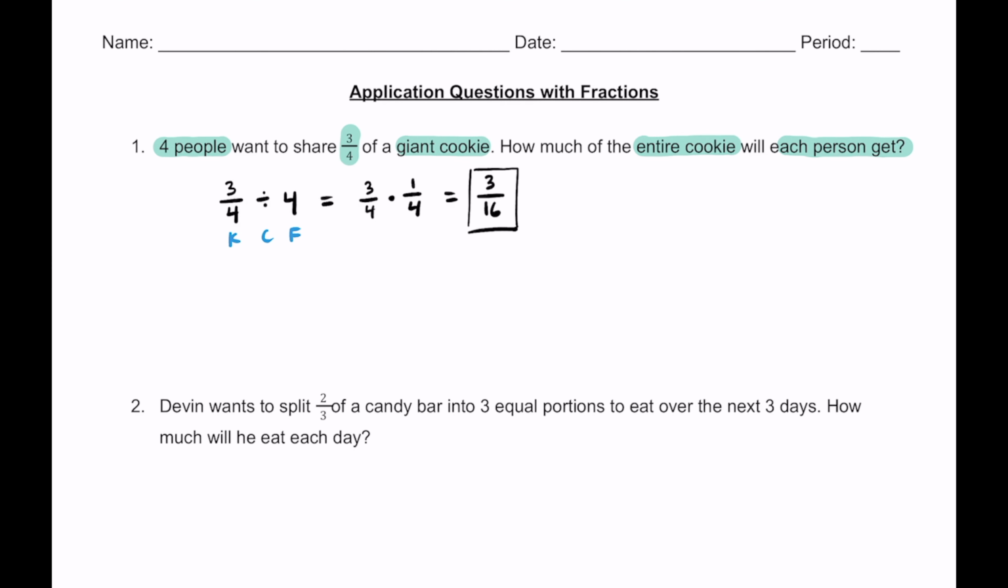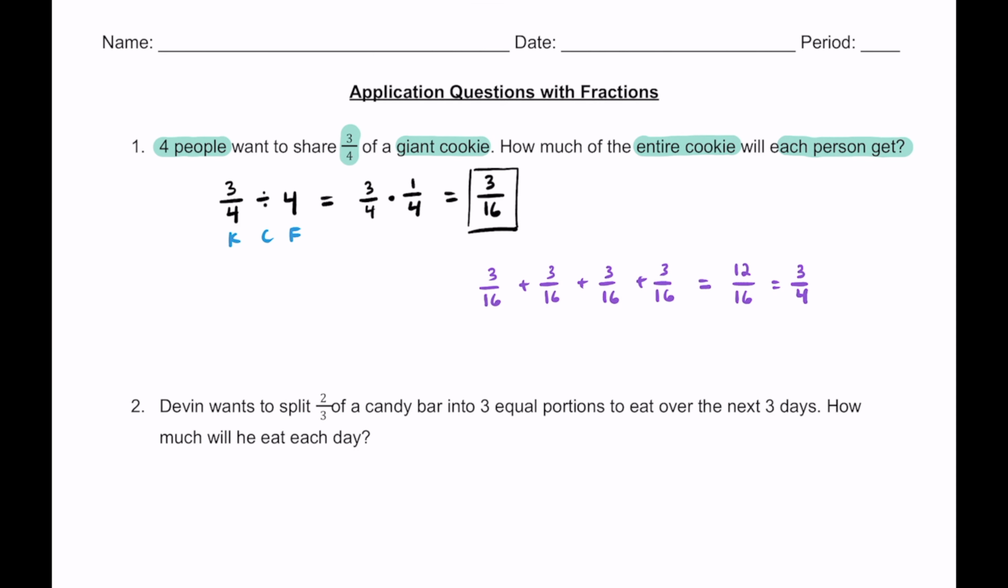And hopefully that makes sense, because if one person gets 3/16, the next person gets 3/16, the next person, same thing. And the fourth person, if you add up all their parts, 3 plus 3 plus 3 plus 3 is going to be 12/16, which ends up being 3/4, which is what they had to begin with.